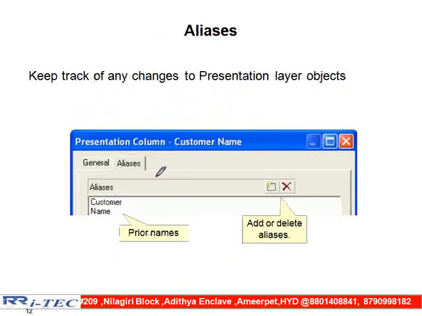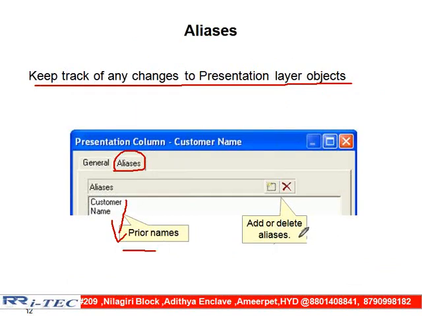Now aliases keep track of any changes to presentation layer objects. Whatever aliases are available here keep track of the changes, the prior names. If you want to add or delete an alias you can do it, but don't touch the delete option, sir. Let it be. One thing extra is available, nothing is wrong. You can add, but don't delete, because we don't know where it is referring. That is the reason an existing RPD should not be touched.